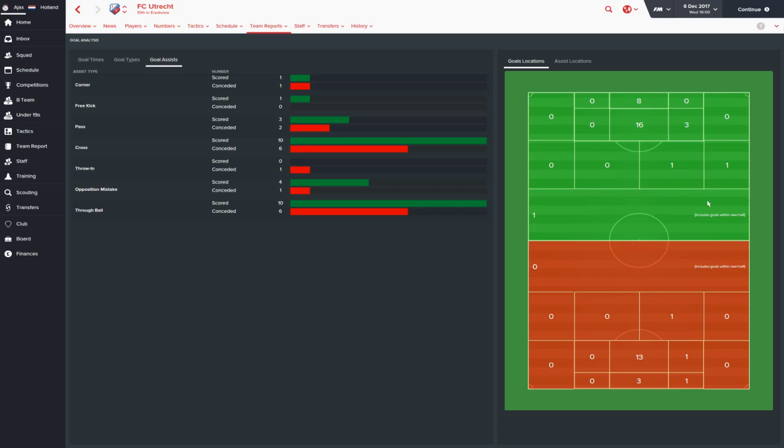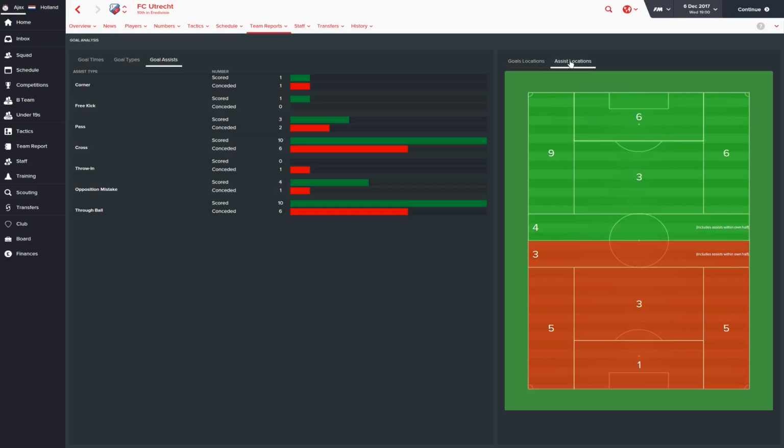So straight away, there's not really anything major there. I'm not too concerned about it. And the same down here, they're not really conceding anywhere in particular. Maybe a little bit on their right, but it's probably not enough numbers to make any major changes. So that's fine. Going to jump into the assist locations next.